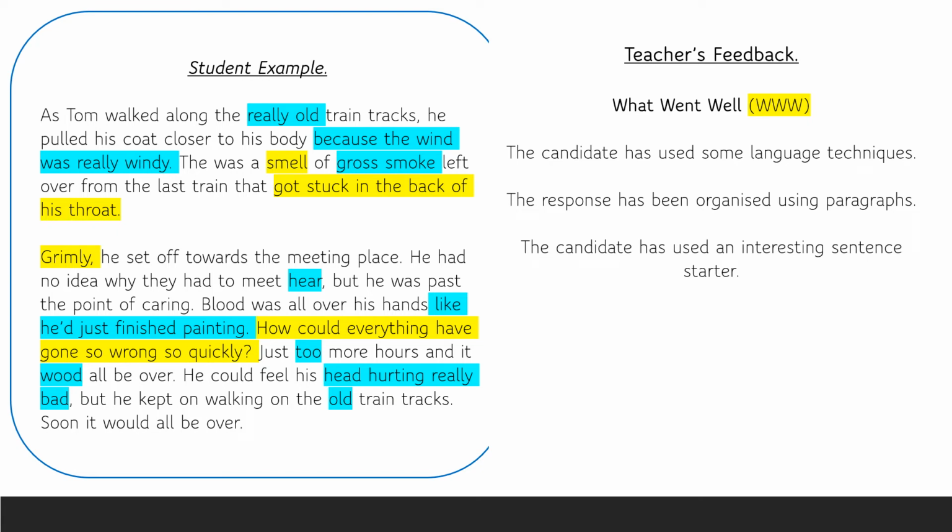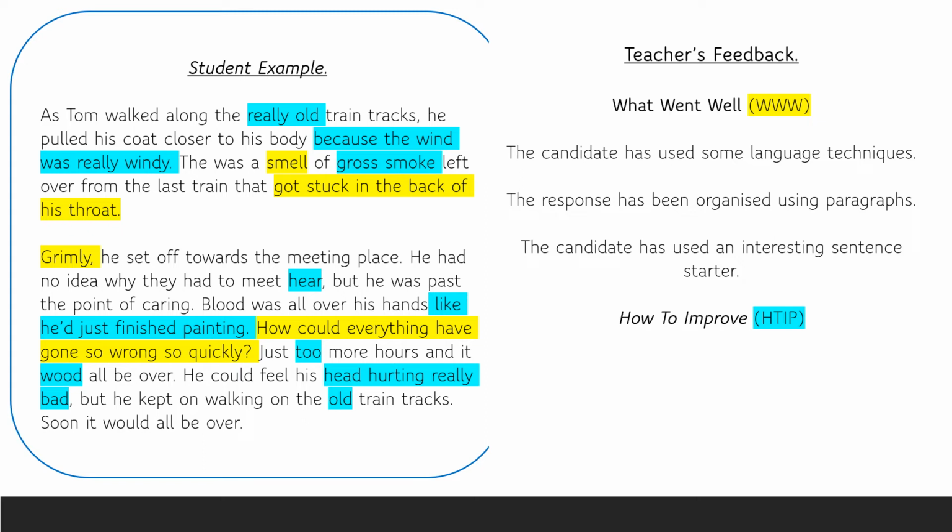The candidate has used an interesting sentence starter. The sentence starter we're talking about there is the word grimly, and that is just a bit more of an interesting way than actually starting it off as "the" or "one day" or something like that, which seems a bit more generic. So before we move on and look at how it needs to be improved, let's just take a closer look at some of the language techniques.